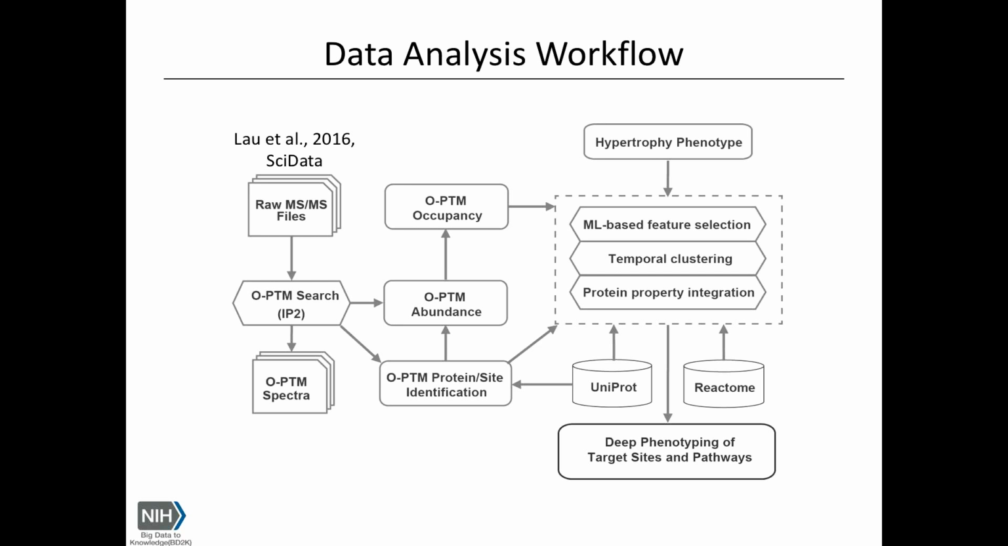This O-PTM information, alongside hypertrophy phenotype information from the ISO versus control conditions, was subjected to 3 types of analytical approaches: ML-based feature selection, cubic spline-based temporal clustering, and PCA-based integrative clustering. Then, Reactome pathway analysis and UniProt functional annotation were applied to each of these approaches to analyze key pathways involved in cardiac remodeling.